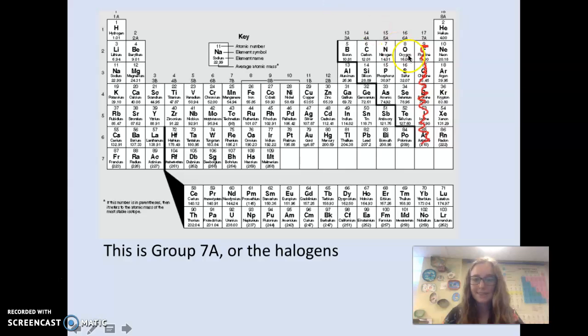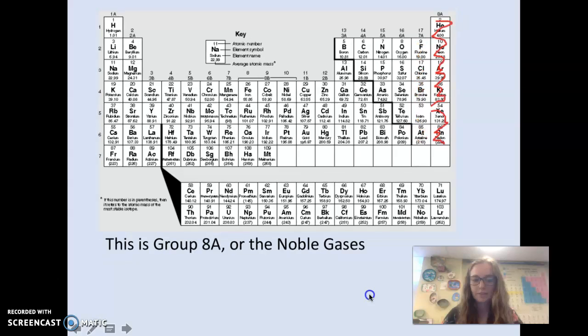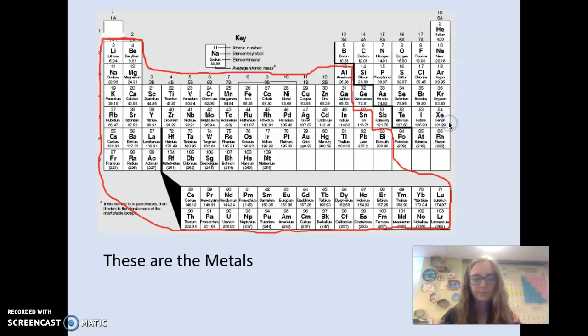Next, we have group 7A, which are the halogens. So we have fluorine, chlorine, so on and so forth. Make sure you have those labeled. Next, we have group 8A, which is the noble gases. These are things that you will need to recite.